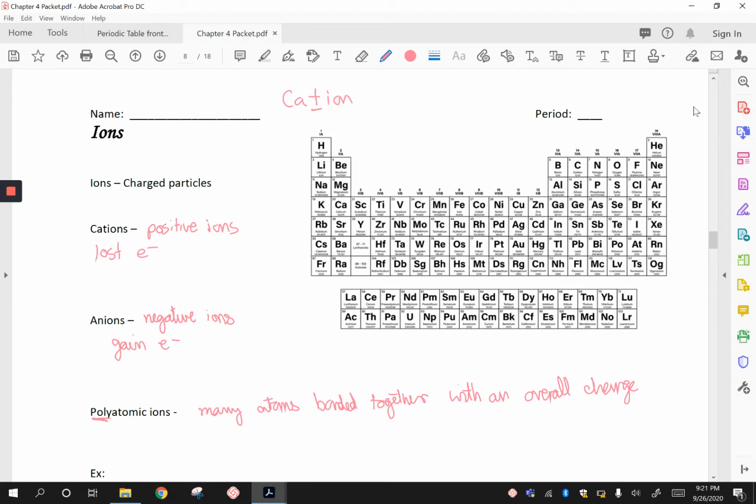So to name these ions, you write the element name followed by the word ion. So for example, Na plus would be sodium ion. When you name the anions, the negative ions, you write the element name but change the ending to "ide", then you write the word ion. So for example, F minus. F is fluorine, so instead of calling it fluorine, we call it fluoride ion. Oxygen would be oxide ion. Nitrogen would be nitride ion, and so on.